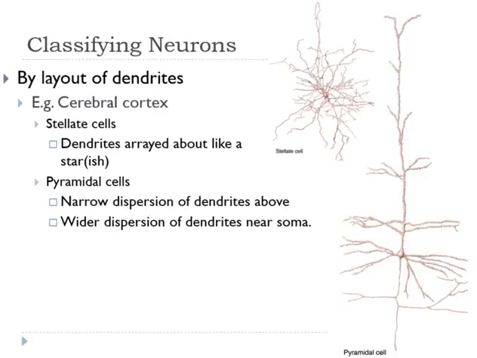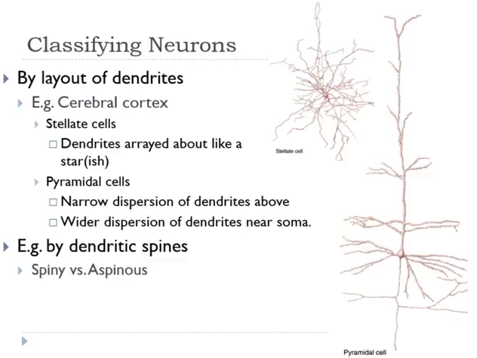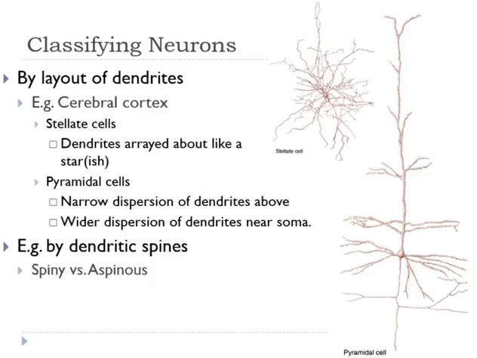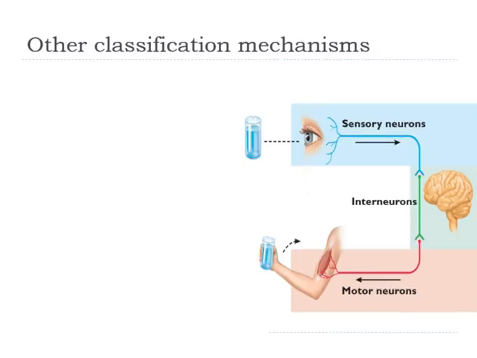So this is a common kind of cell we'll see there. Again, in this case, you're naming the cells based on the shape of the layout of their dendrites. You can classify neurons based on whether or not they have spines. So you can have spiny versus aspinous dendrites, as we just saw in the prior discussion of spiny dendrites. And you can also classify them by function.